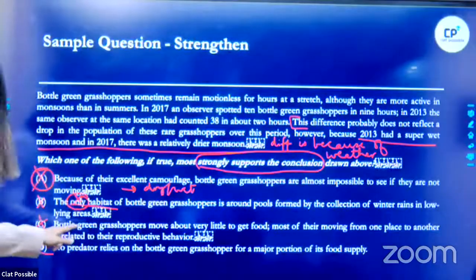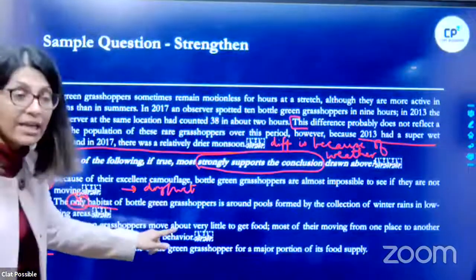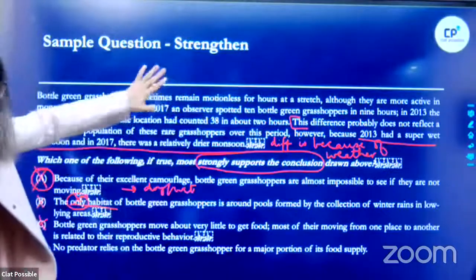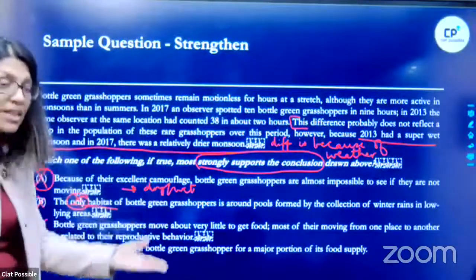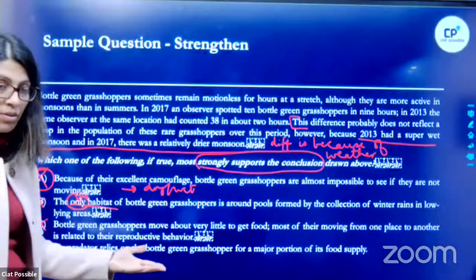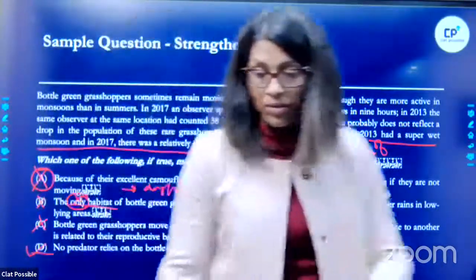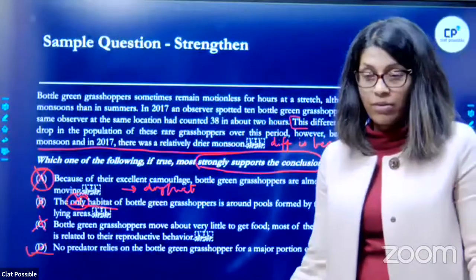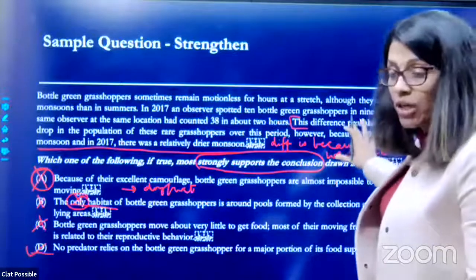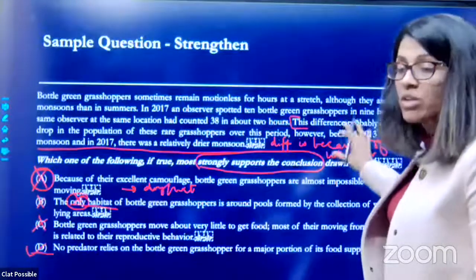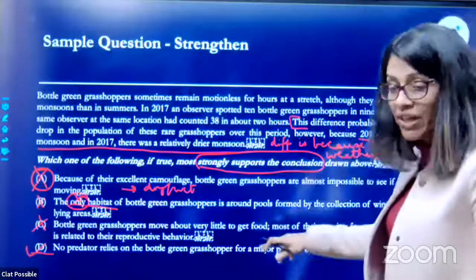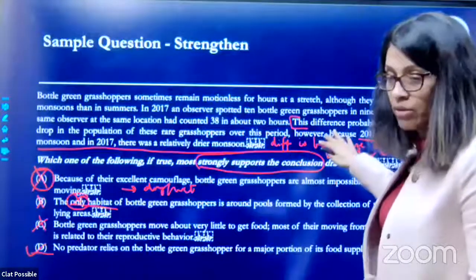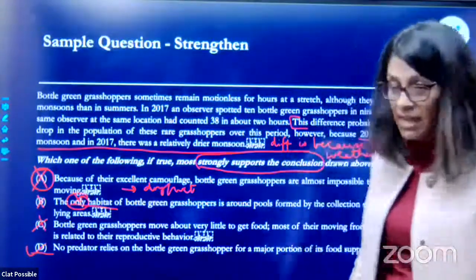I've already discussed why B is incorrect because of the word only. If the only habitat of grasshoppers is around pools, then this discussion is null and void. Then why am I discussing this? A is eliminated and C is eliminated because they're not giving any help to the conclusion, which is whether weather is responsible for the numbers of the grasshoppers. What the grasshopper eats or how the grasshopper behaves is not pushing the conclusion. That is why we have eliminated A and C.